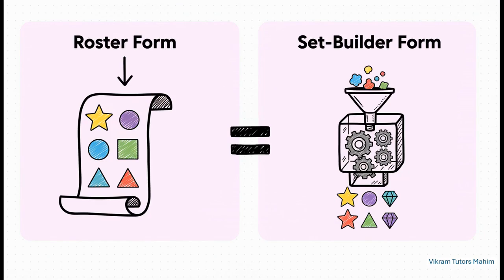But then on the other hand, you have the set builder form. And this is where things get really cool and honestly a lot more powerful. Instead of giving you the list, it gives you the rule for getting on the list. It's like getting the recipe instead of the finished cake. You can imagine how useful this is for gigantic sets where listing every single item would be just impossible.